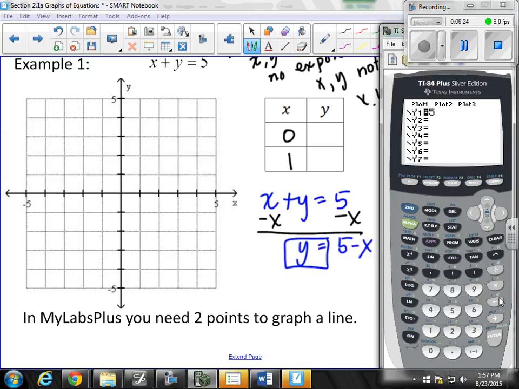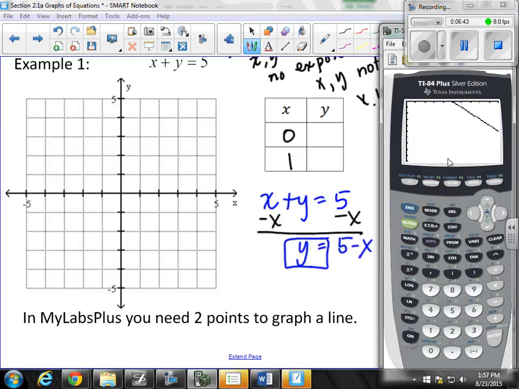So 5 minus, and the x key, there's kind of a shortcut key here right next to your alpha key. It says X, T, theta, n. If you're in the correct mode and you hit that, you should get an x. And then we're going to hit graph.